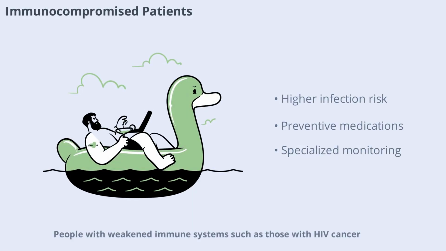People with weakened immune systems, such as those with HIV, cancer, or organ transplants, are at higher risk for infections. Treatment may involve higher doses, longer courses, or additional medications to prevent complications. Preventive measures such as prophylactic antibiotics or antifungals are often used. Close monitoring and specialized care are essential for these vulnerable patients.